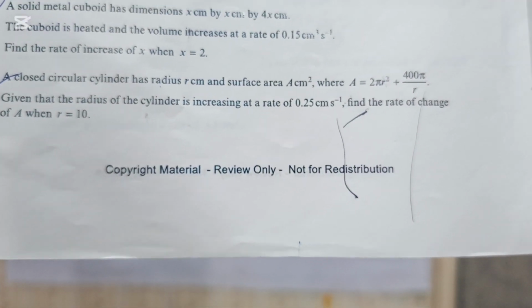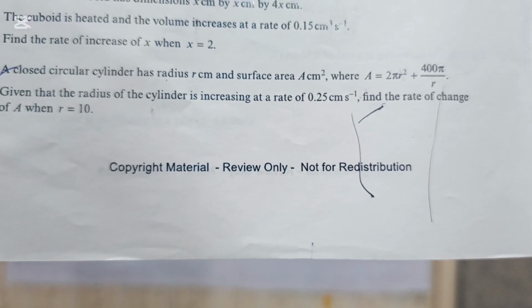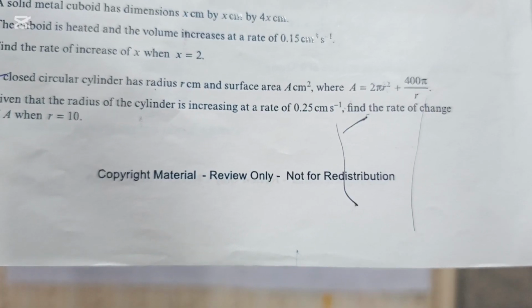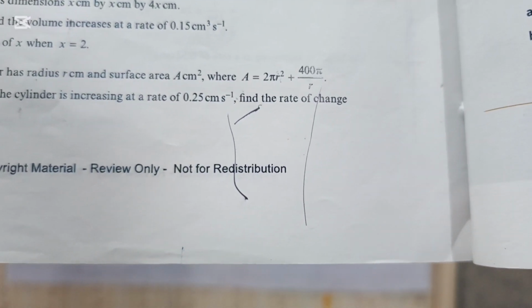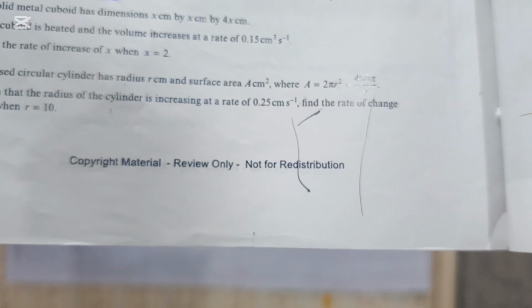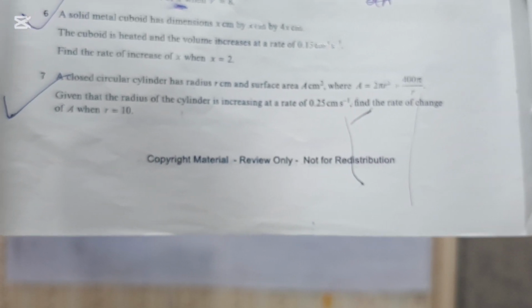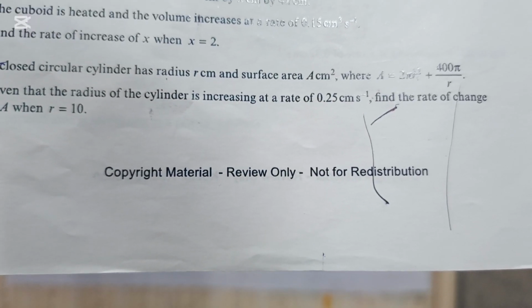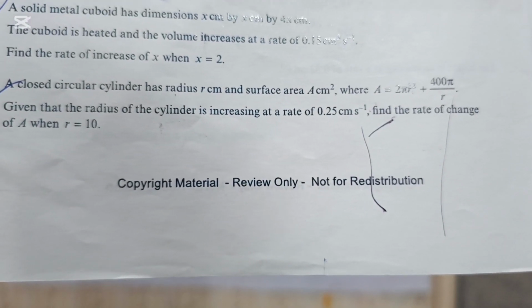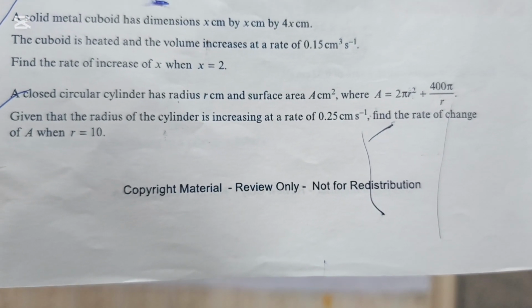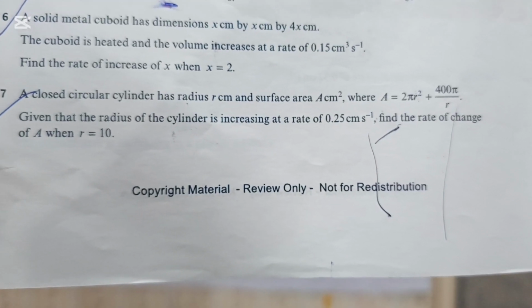A closed circular cylinder has a radius r centimeter and a surface area A centimeter square, where A is equal to pi r square plus 400 pi by r. Given that the radius of the cylinder is increasing at a rate of 0.25 centimeter per second, find the rate of change of A when r is equal to 10. So this is the question they are asking me to solve. Okay, so the question statement is showing up on your screen.